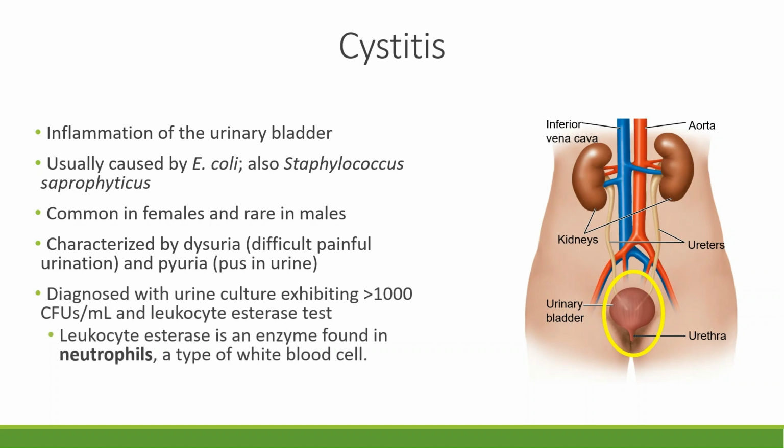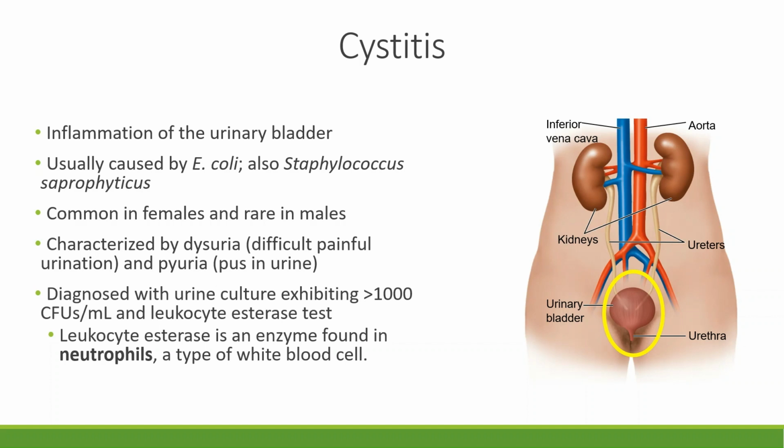Diagnosis is confirmed with a urine culture, and if the sample contains more than 1,000 CFUs per milliliter, that's colony forming units, this indicates an infection. Doctors also use a leukocyte esterase test, which detects an enzyme found in neutrophils, part of our white blood cell suite. And this is used to confirm the immune system is responding to an infection, typically bacteria.